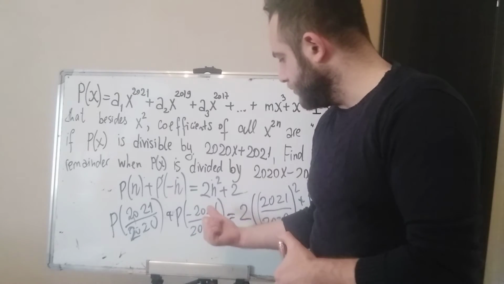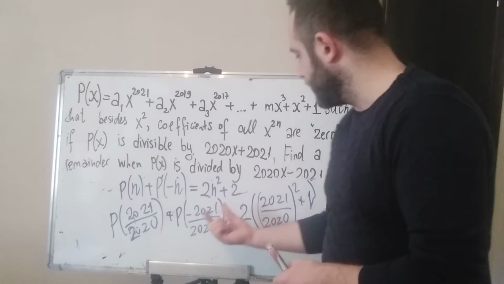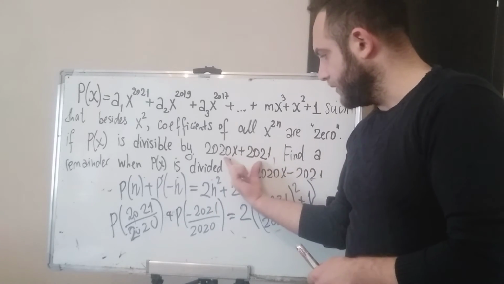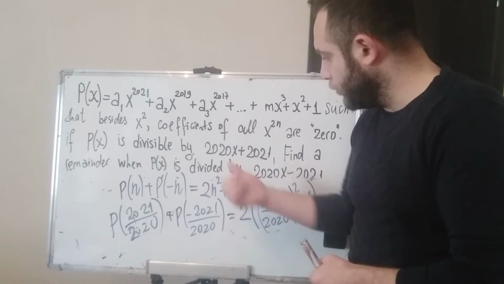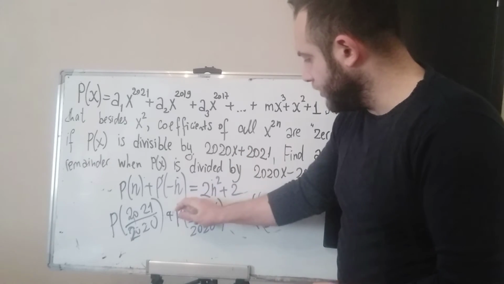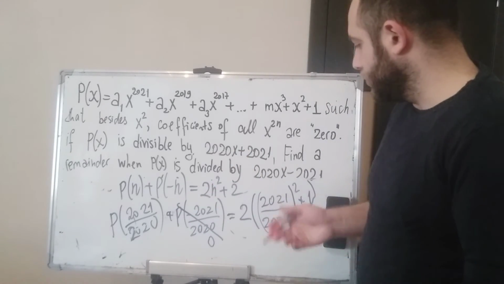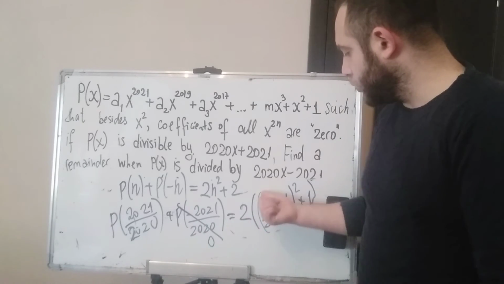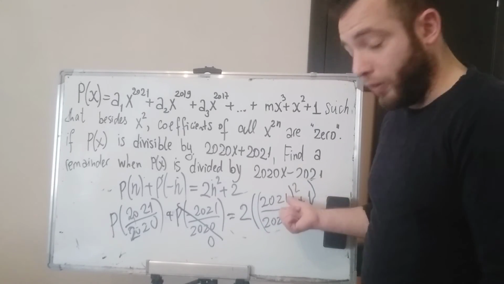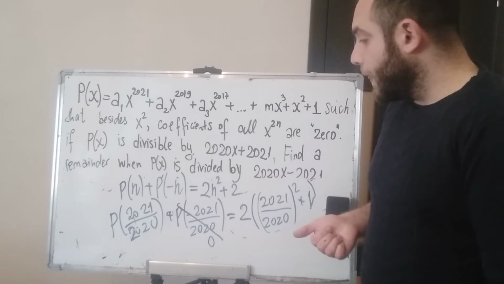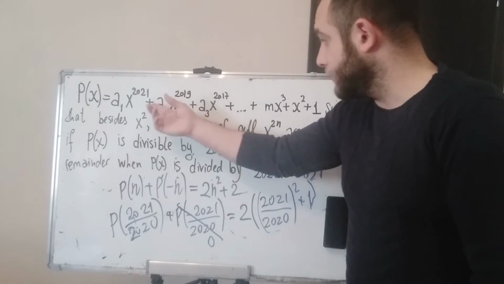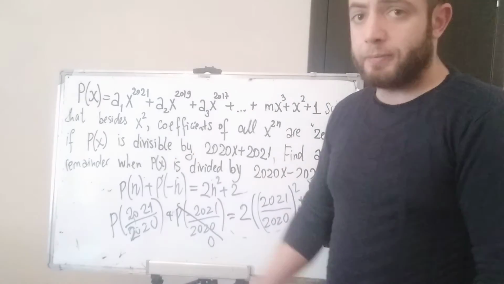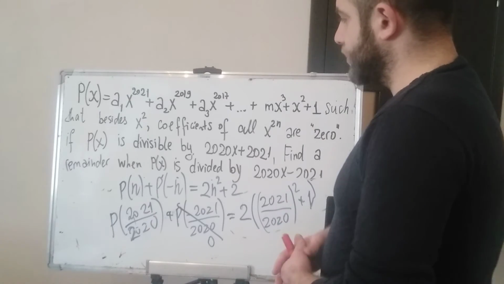We knew that this one is 0, because the given polynomial is divisible by 2020x plus 2021. So the result, the remainder, will be 2 times 2021 over 2020 squared plus 1, when we divide the given polynomial by 2020x minus 2021. I think it's a nice problem, and I think it was understandable.